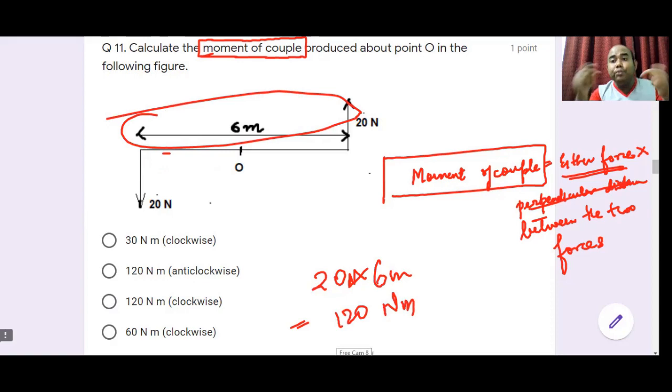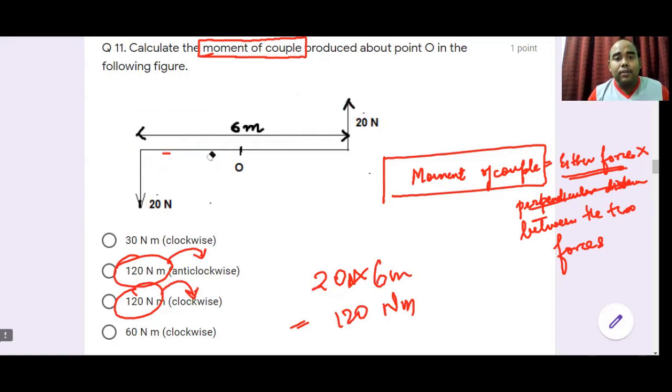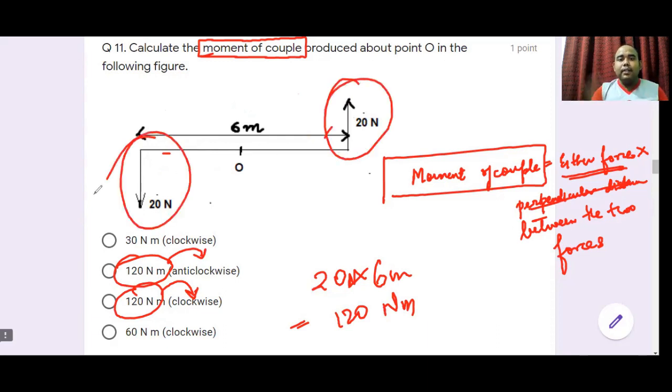But you have two options: 120 newton metre anti-clockwise, and 120 newton metre clockwise. Which one should we select? Think and tell. These two forces, this force and this force, will try to rotate the body in the clockwise direction or in the anti-clockwise direction. It's very easy to imagine. A small child can also tell how the forces try to rotate the body. Look at the arrows and you will understand.